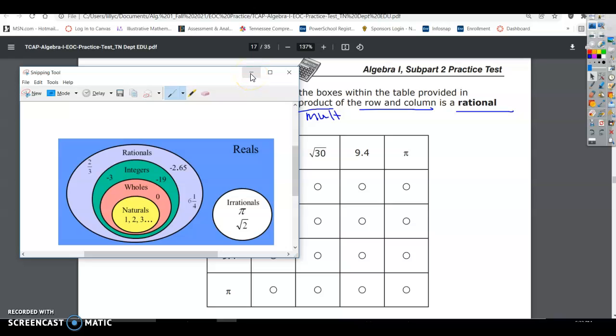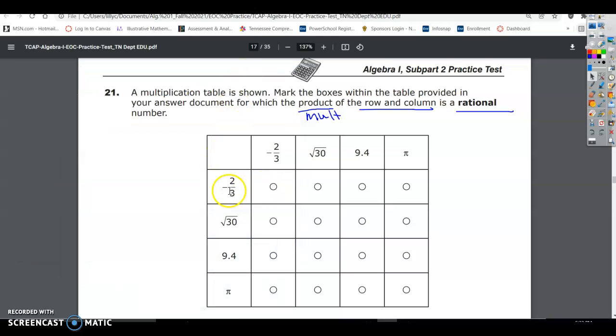All right, so when we look at the box here, we have a rational times a rational. Anytime you have two rationals, it will produce a rational number. So the easiest ones to locate, we know that fractions and decimals are rational. So we can go ahead and skip around and say rational times rational. Here is a rational times a rational. And 9.4 times 9.4, that is a rational times a rational. So those are the easiest ones to determine.